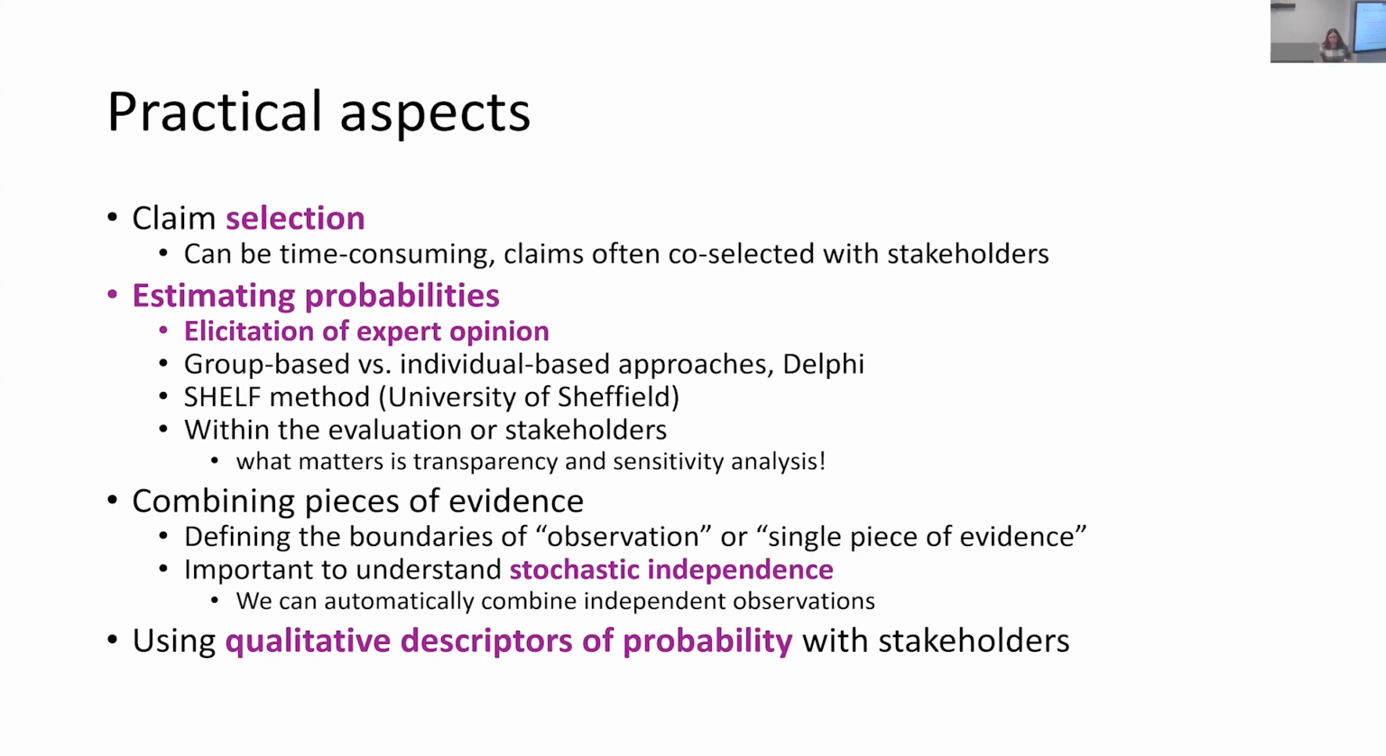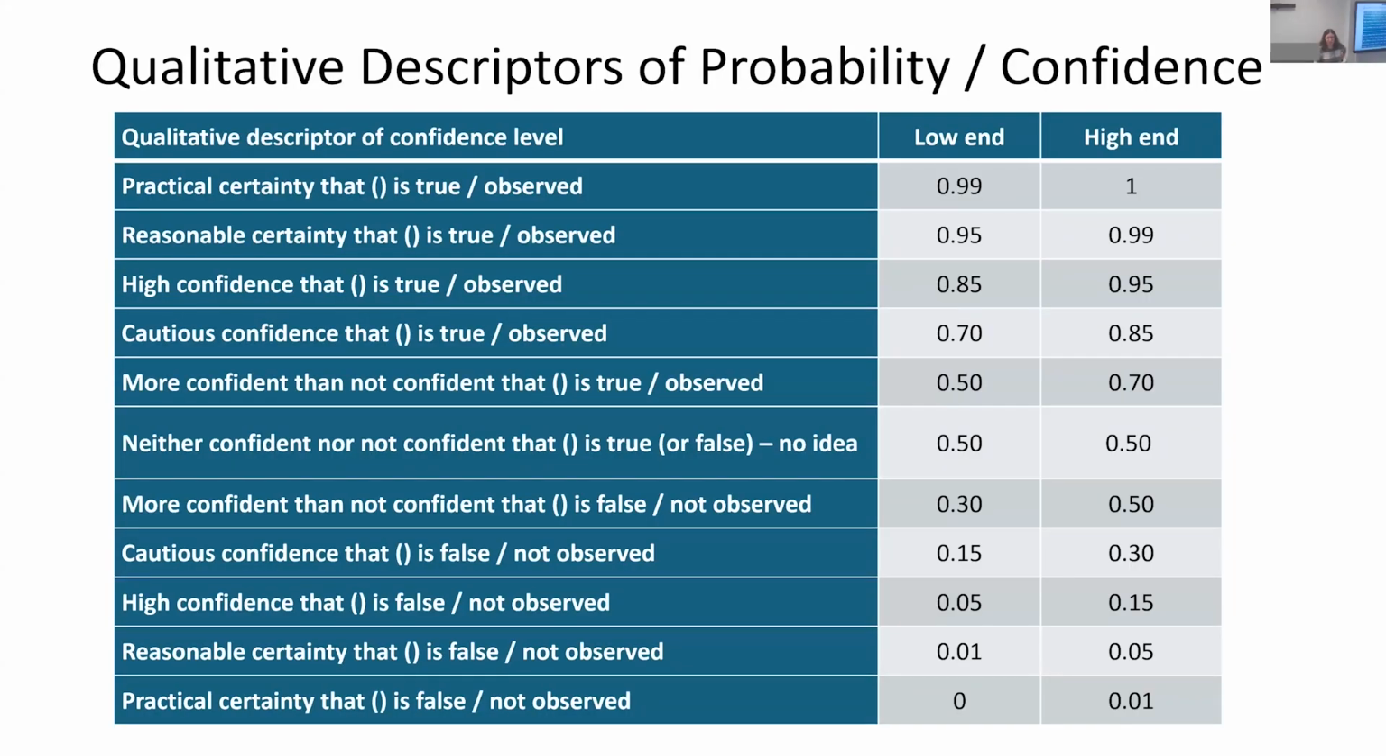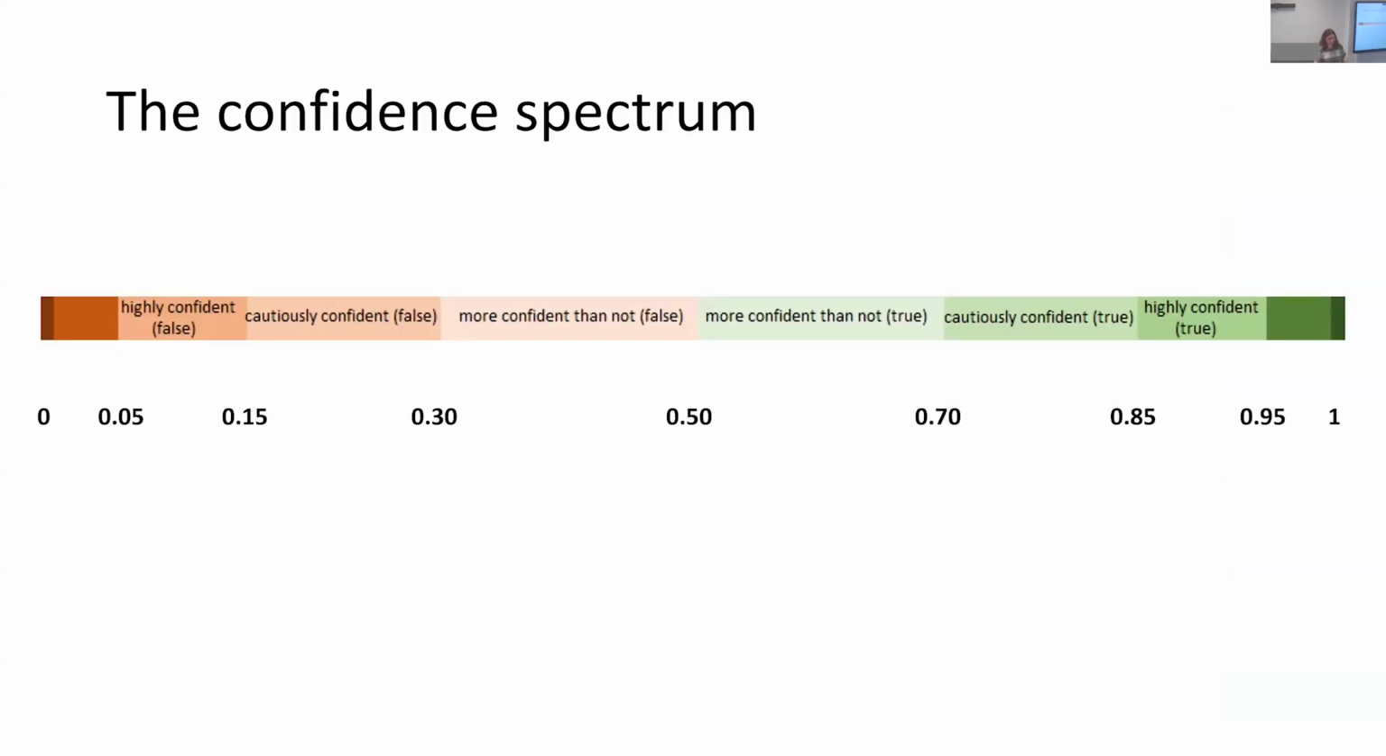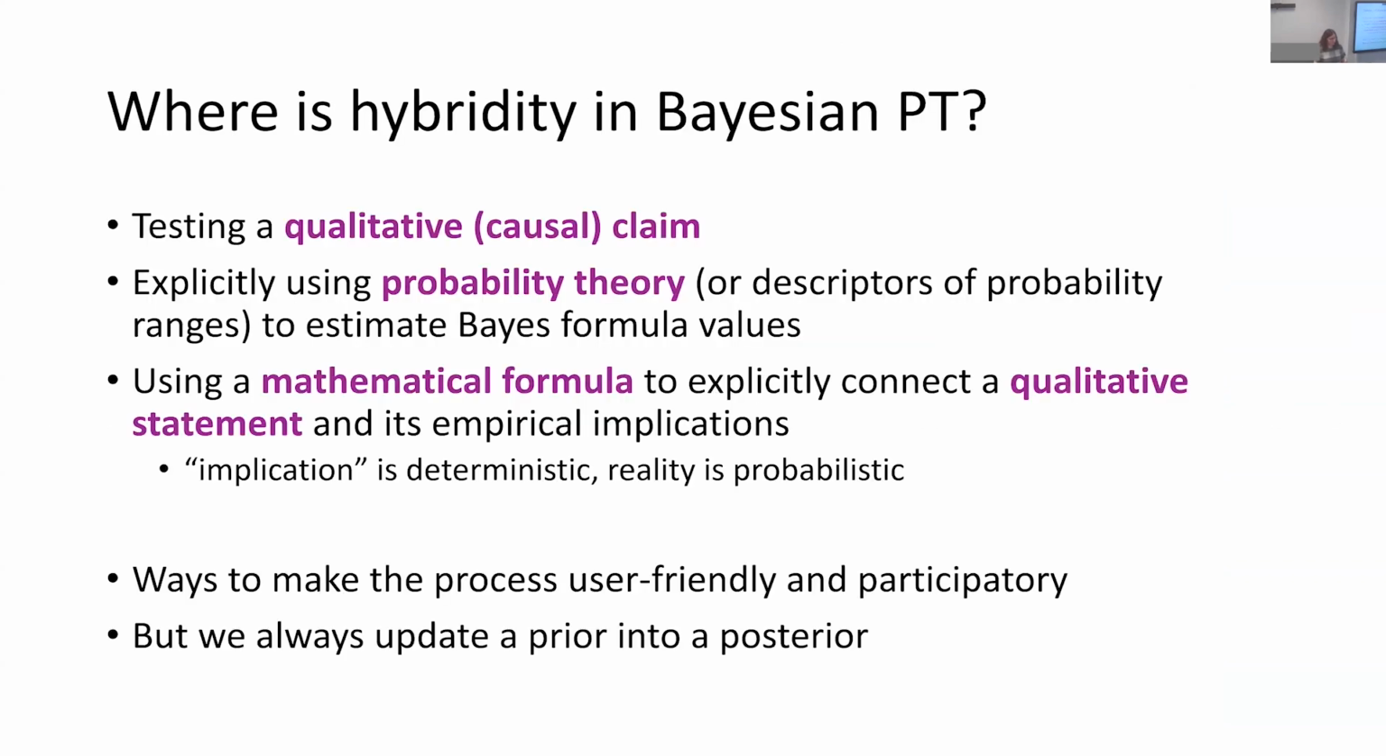And then the other issue to consider is quite technical, like combining pieces of evidence, understanding stochastic independence. But perhaps the user-friendly thing is that you don't necessarily need to use numbers. You can use qualitative descriptors of probability with stakeholders. This is just an example of a scale. There can be other scales. I can argue why I think in this case this scale makes sense. This is the representation of the scale visually. Again, we can pick this up in the Q&A if you're interested.